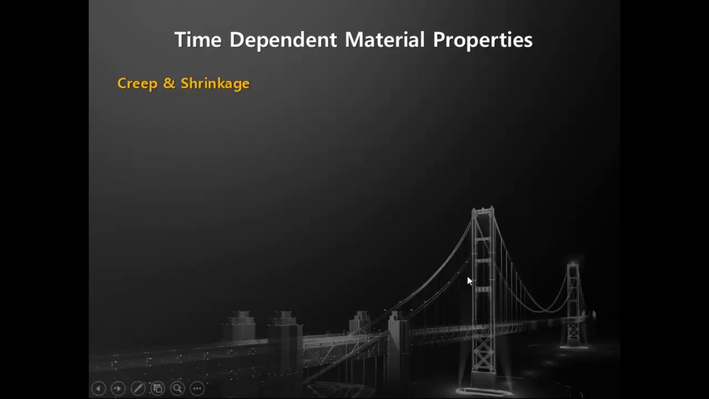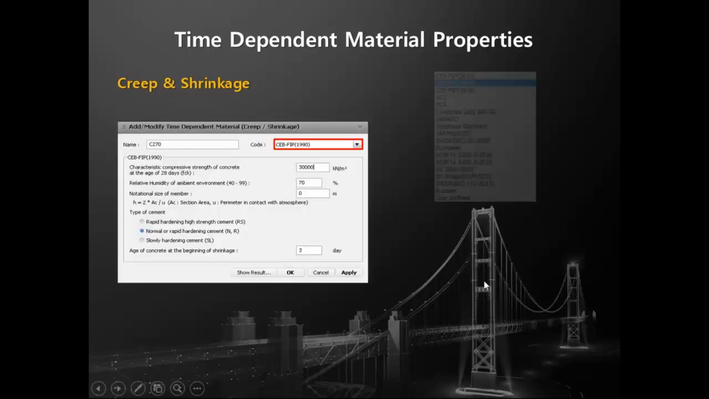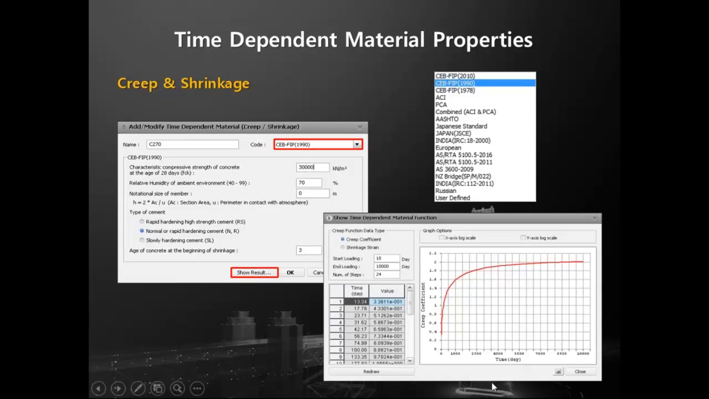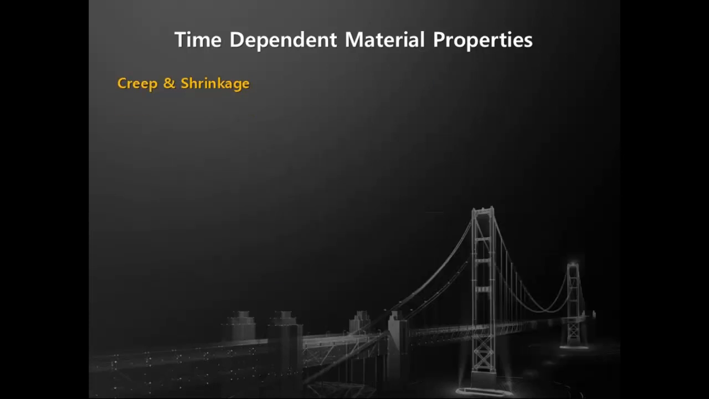So for creep and shrinkage, we have CEB-FIP 1990. I think this is quite widely used in South Africa. Besides that, we have other international standards as well. You just need to give certain basic input and the creep and shrinkage behavior is automatically incorporated in the software. You could just click on show results and check out your creep coefficient and your shrinkage strain. Graphically you could interpret whether things are being taken up in accordance with what you want, or whether there is something that needs to be changed.